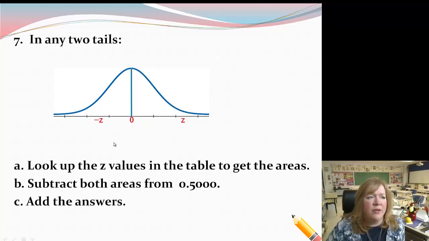In any two tails, you're going to have to do a combo of the two tail things. So you're going to take 0.5 minus your z-score on this side, 0.5 minus your z-score on this side, or I'm saying z-score, but what I mean is what you look up on the table, and then add them together.